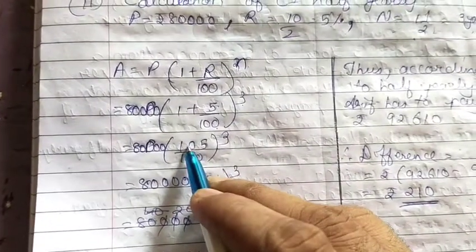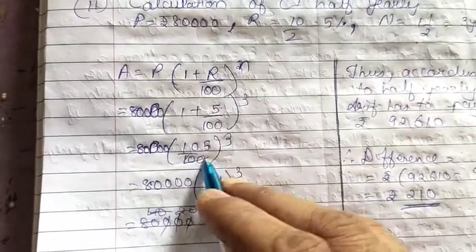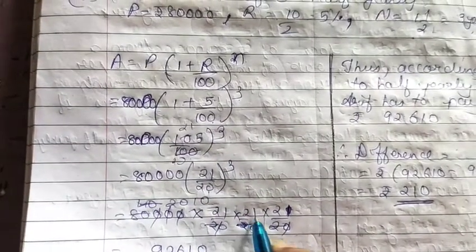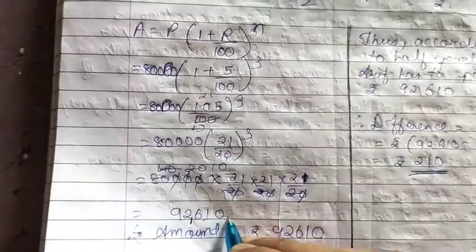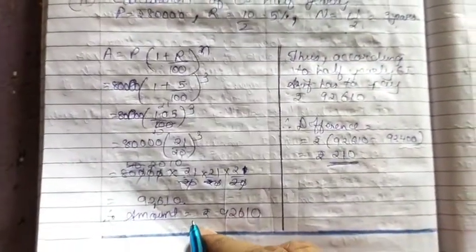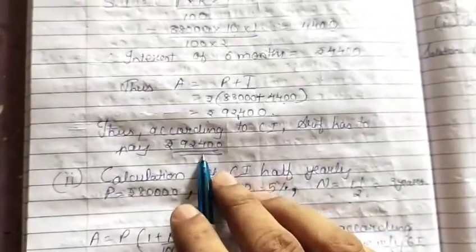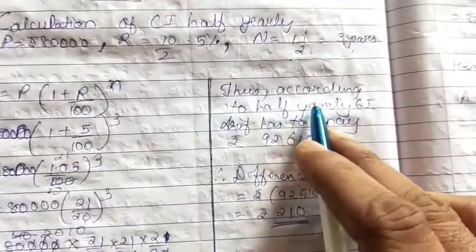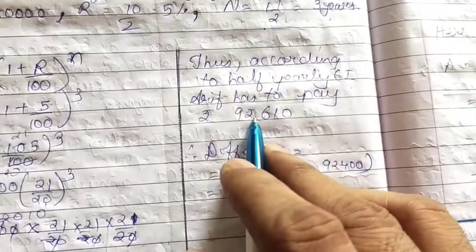So that is 105 upon 100, which means 21 upon 20. When we do cancellation, 5 20s are 100 and 5 21s are 105. So 21 upon 20 into 21 upon 20 into 21 upon 20, when you do cancellation, you will get 92,610. So when the interest is compounded half yearly, you got 92,610, and when the interest is compounded yearly, you got 92,400. So according to half yearly CI, Arif has to pay 92,610.